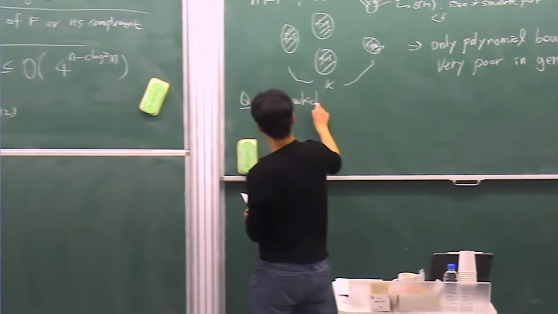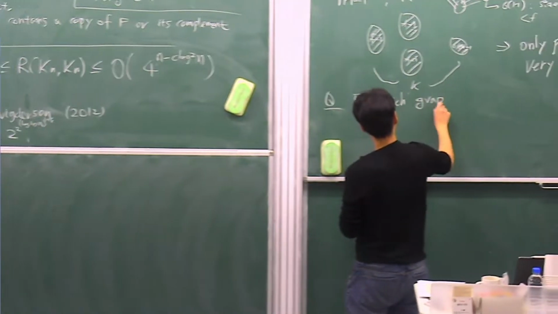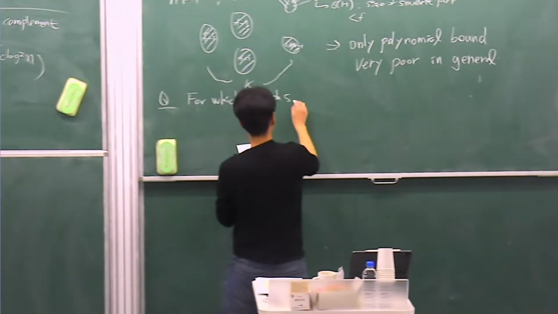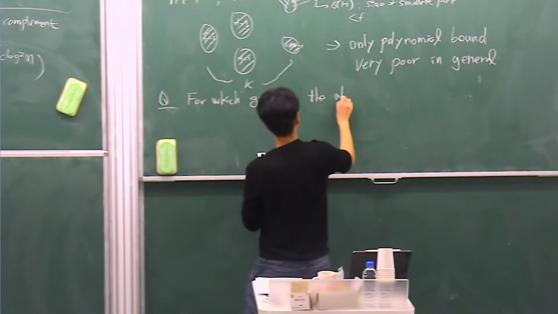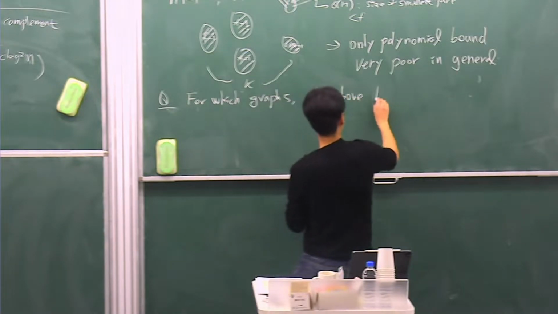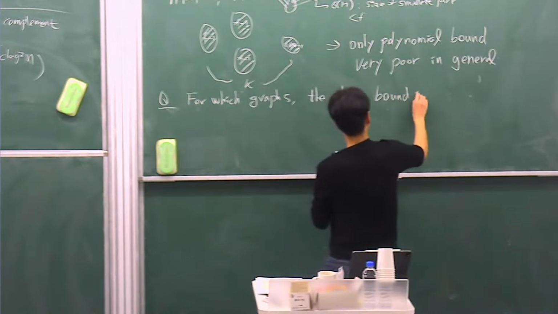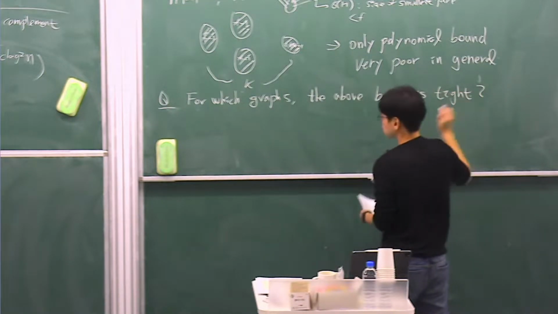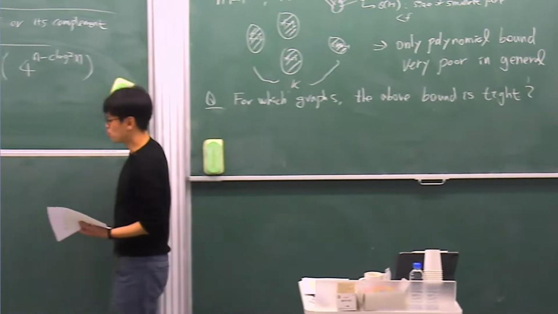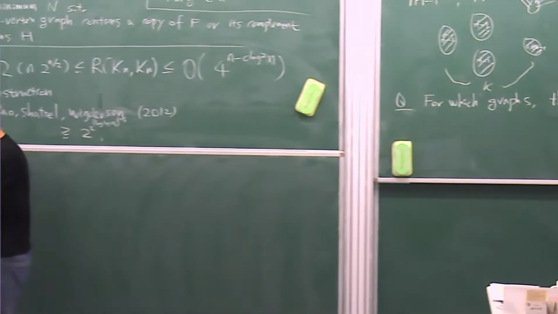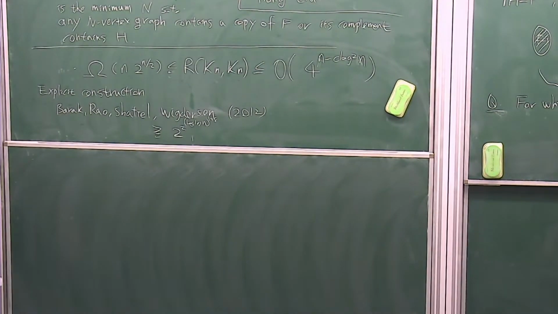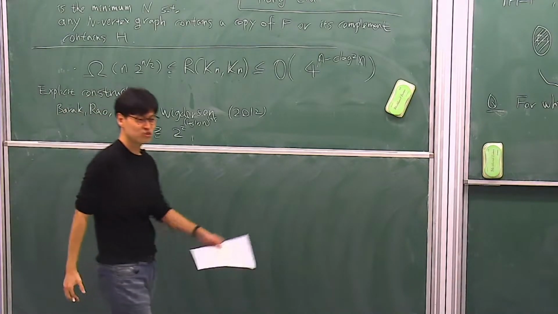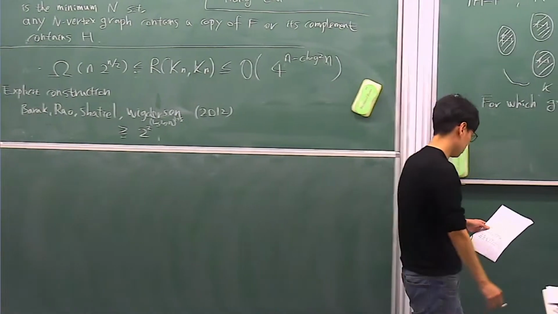So the natural question is then: for which graphs is the above construction or bound tight? This is a very natural question because the problem is too difficult, so we cannot do anything. Then we have to go the other direction. So how to make it easier?